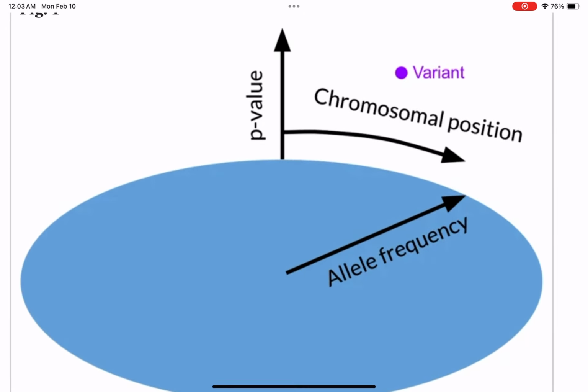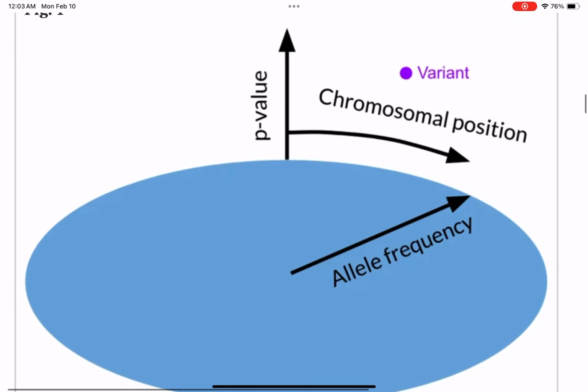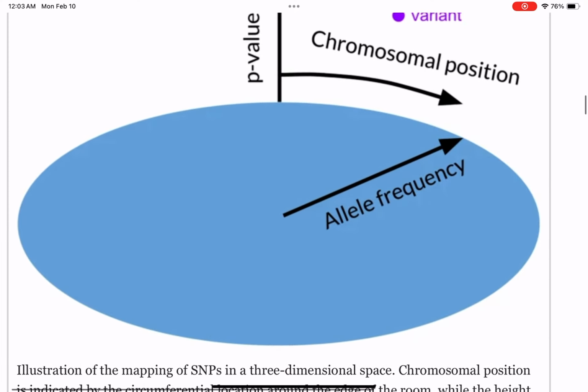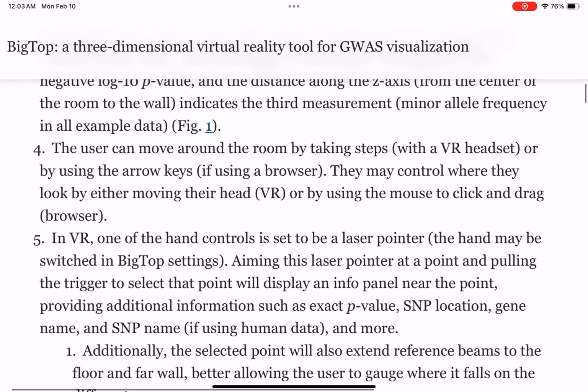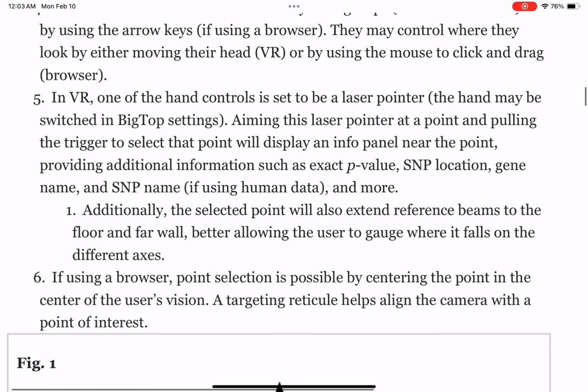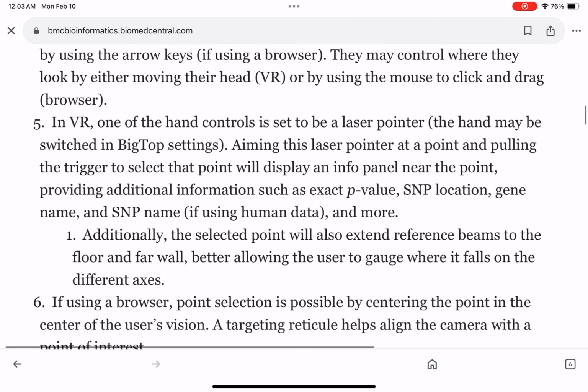4. The user can move around the room by taking steps, with a VR headset, or by using the arrow keys, if using a browser. They may control where they look by either moving their head, in VR, or by using the mouse to click and drag, in the browser.